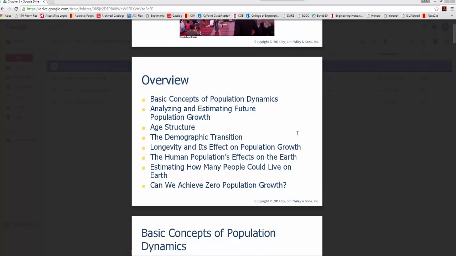We'll talk about something called the demographic transition, which is really fascinating. It's a set of periods that we've gone through in history that has shown how our birth and death rates have changed from time to time. I really enjoy this particular section of this chapter. We'll also look at longevity and the effects it has on population growth. We'll talk about specific effects that human population growth has on our environment.